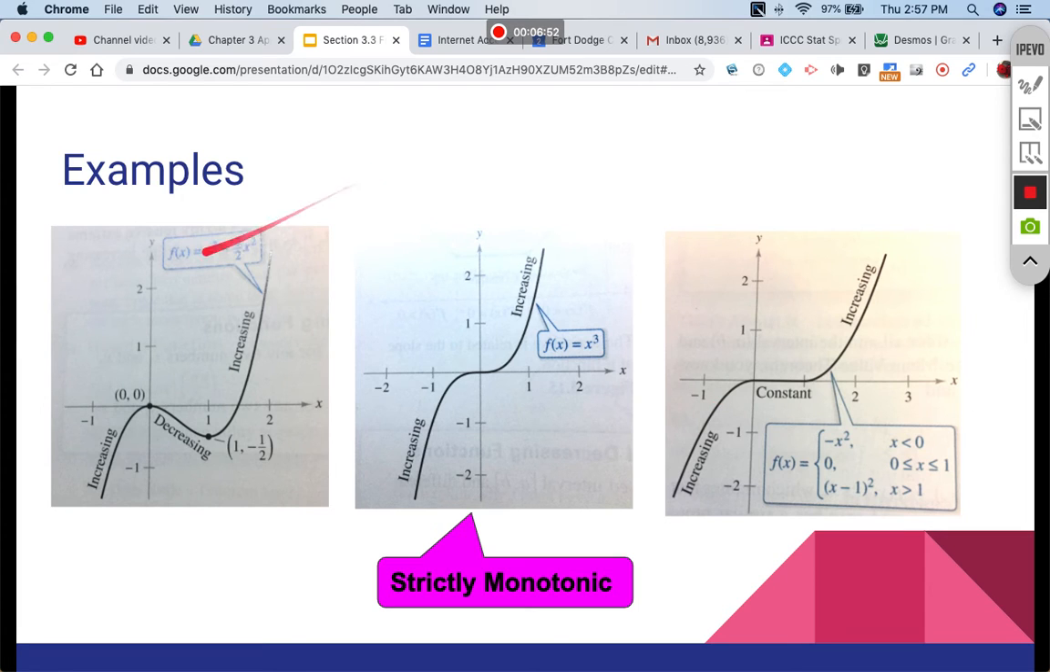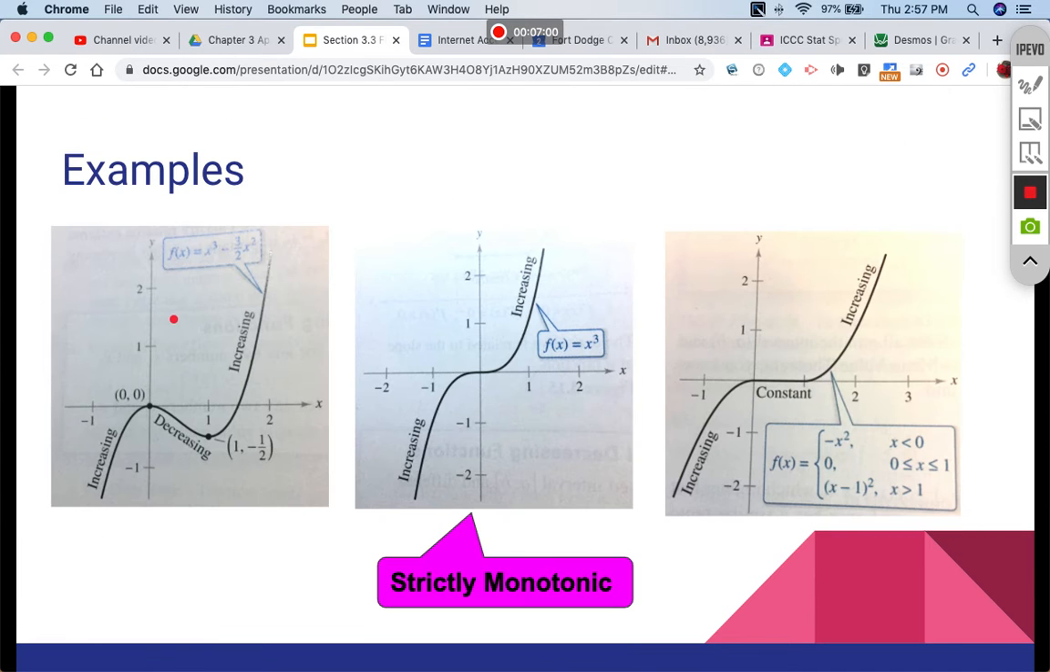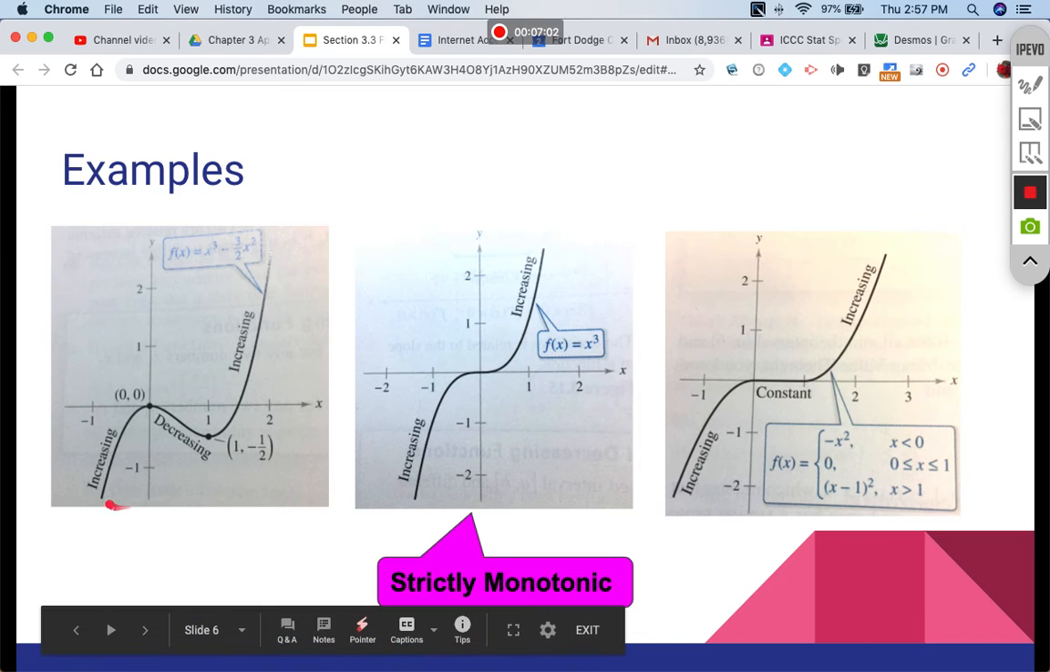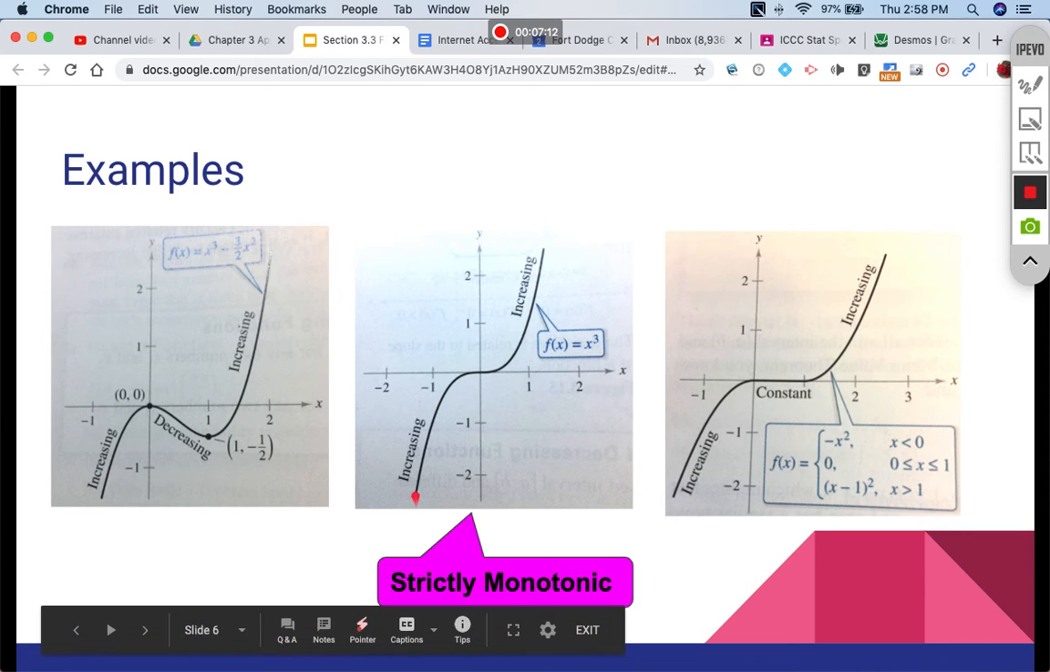So here's that function we just did, x cubed minus 3/2 x squared. You notice when we're less than 0, it's increasing. Get to 0, it starts decreasing until we get to 1. It starts increasing again. Now here's one. It's increasing until it gets to 0, and then it starts increasing again.